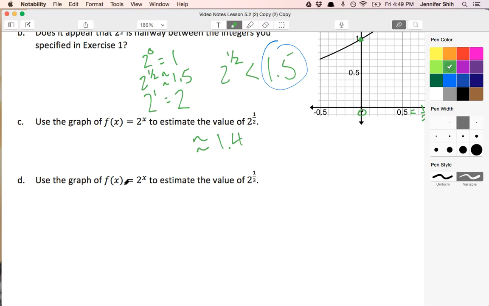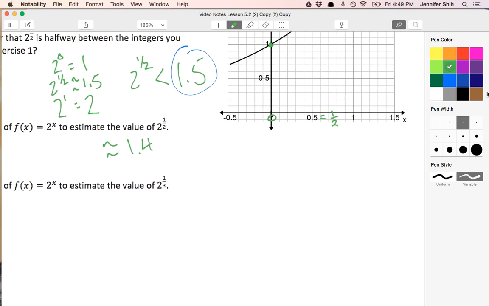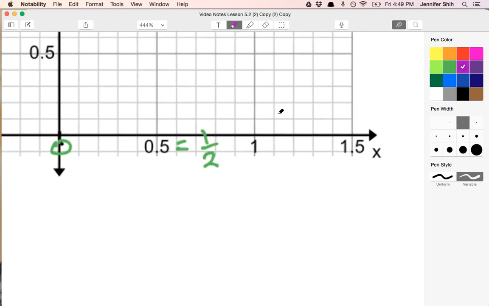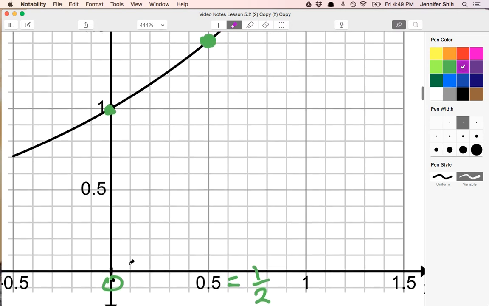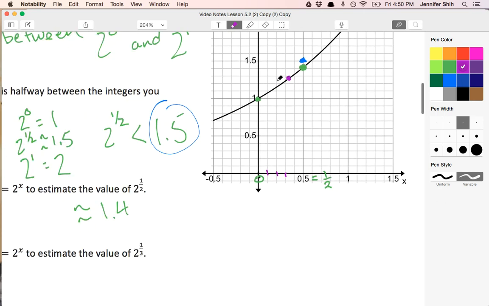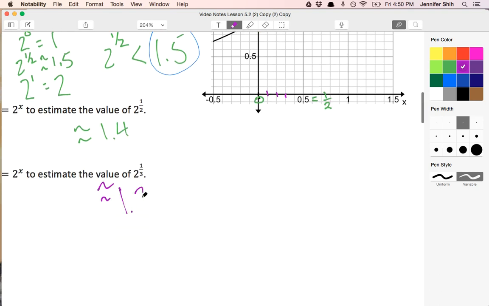Now use the graph of f(x) = 2^x to estimate the value of 2^(1/3). Let's go back to our graph. 1/3 is about 0.3333, so this is 0.1, 0.2, 0.3, so a little bit after this. I'm going to go up to my function and read what the y value is at my purple dot. 1.1, 1.2, 1.3. So it's between 1.2 and 1.3. I'm going to call it around 1.25.